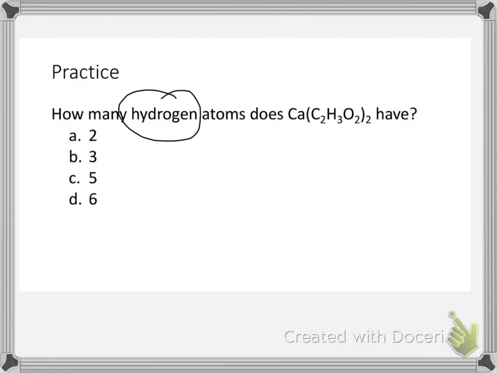So hydrogen, here's the hydrogen, and so there's 3 in there. But notice there is a parentheses and a 2 outside the parentheses. So we're going to multiply 2 times 3, so the answer is letter D, 6.